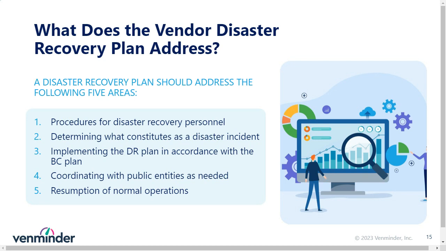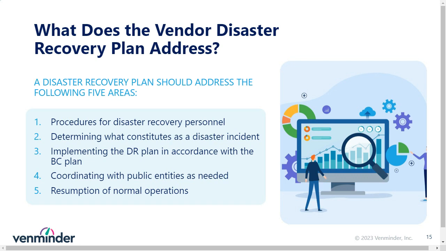Next, implementing the DRP in accordance with the BCP. Now, just to clarify here, a disaster recovery plan is mainly dealing with the recovery of the vendor's IT infrastructure, things such as IT hardware, servers, and networking equipment. This is different from business continuity planning, which includes provisions for people, processes, office buildings, and facilities. There could be a scenario when the BCP is activated and not the DRP. However, both plans should work together when needed.